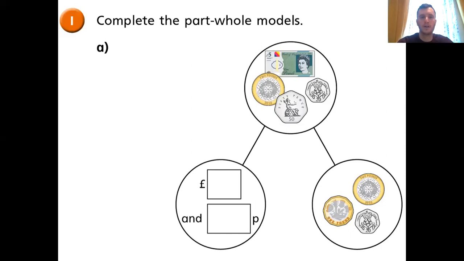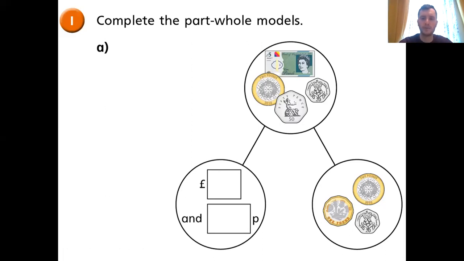So I have some more part whole models. In my whole, I've got £5 plus £2, that's £7, plus 50 pence, £7.50, plus another 20, £7.70. And over here, I've got £2, £3, £3.20. So how am I going to do it?